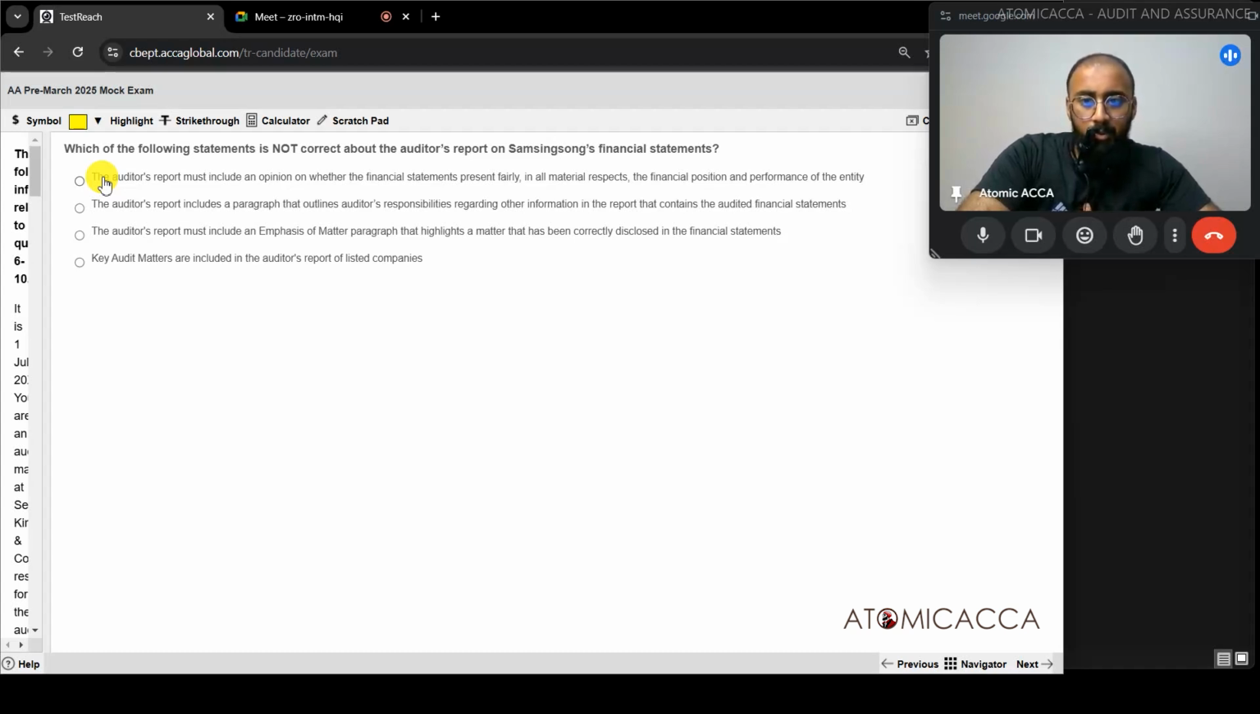Auditor's report must include an emphasis of matter paragraph that highlights a matter that has been correctly disclosed in the financial statement.